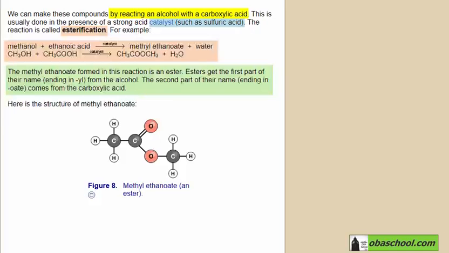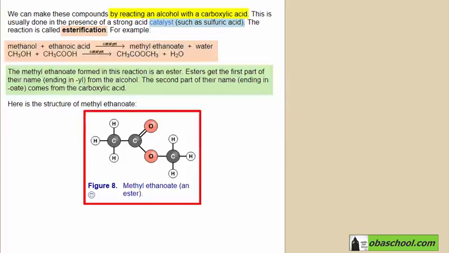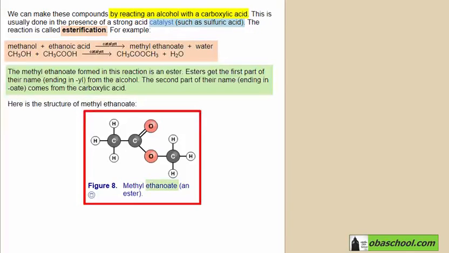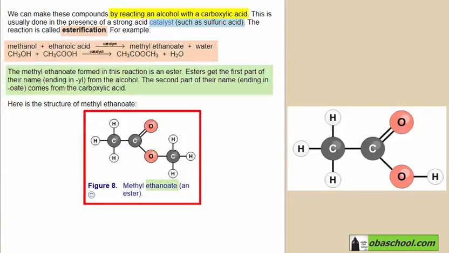Esters get the first part of their name, ending in YL, from the alcohol. The second part of their name, ending in OATE, comes from the carboxylic acid. So this is the ester produced, which is methyl ethanoate. Methyl comes from the alcohol methanol, and ethanoate comes from the carboxylic acid ethanoic acid.